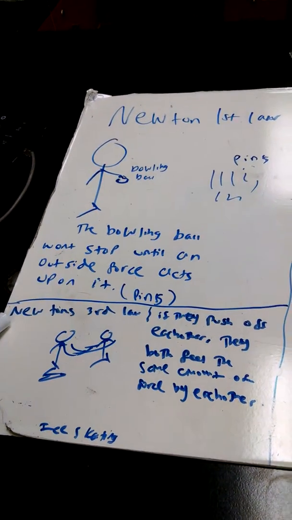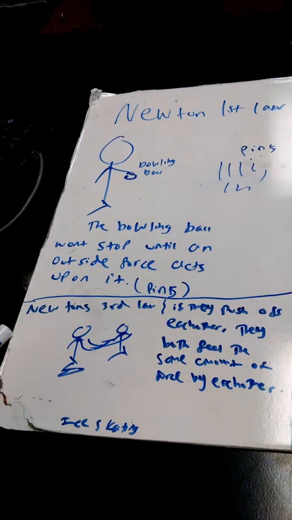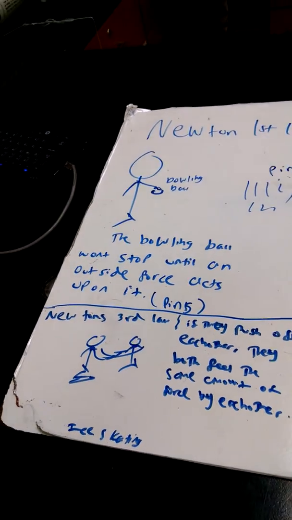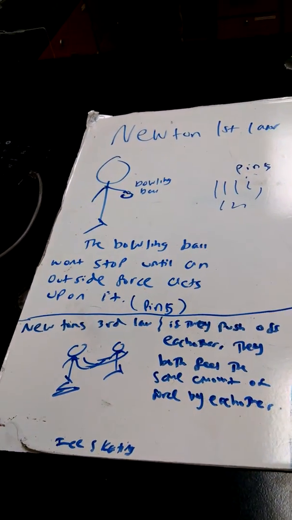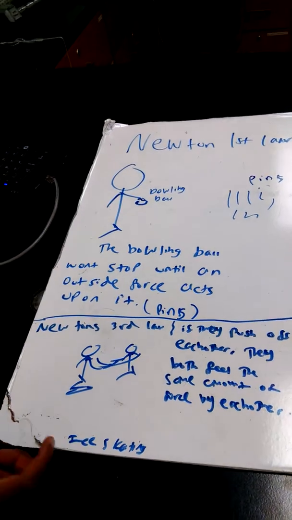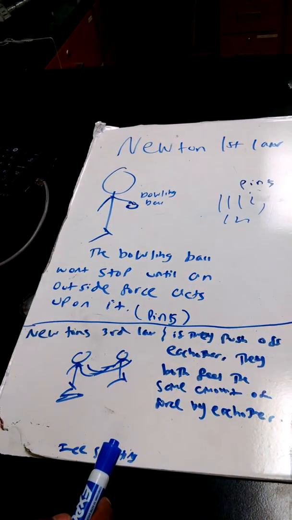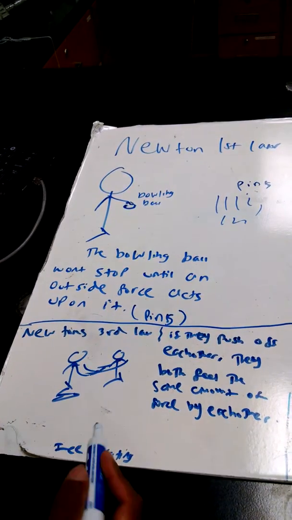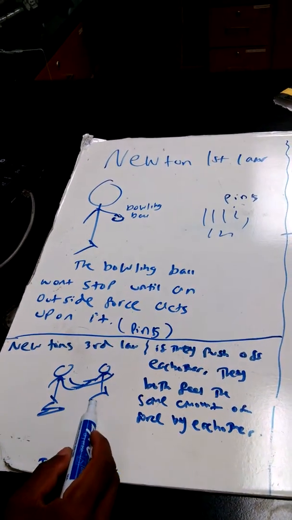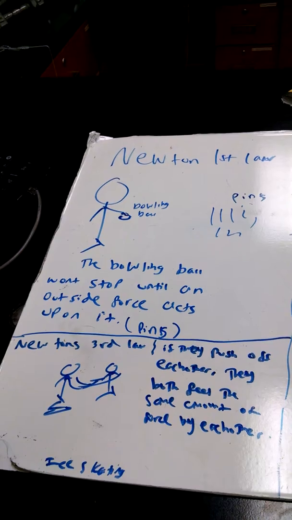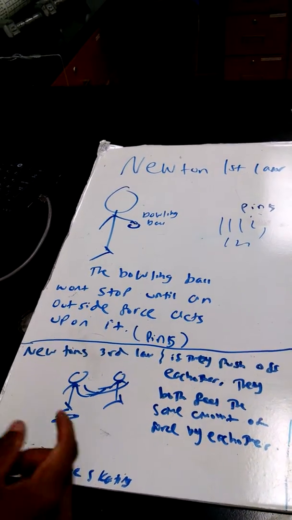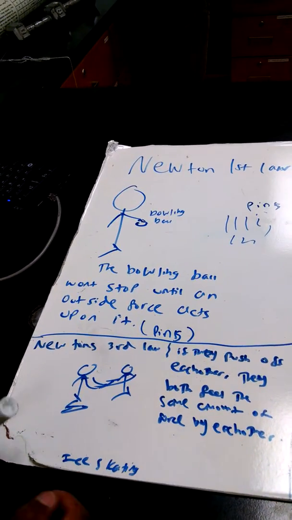And now we're going to go over Newton's third law. In Newton's third law, it says that every action has an equal and opposite reaction. So for example, we have two people pushing on each other. Each person feels the same amount of force in opposite directions. So that's the action and the opposite reaction.